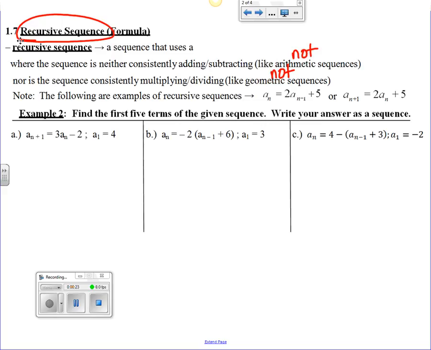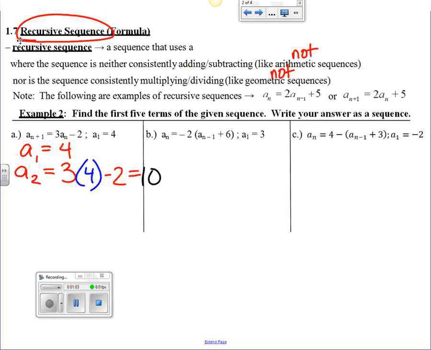They always will tell you A1 on these. So A1 is 4. To get A2, watch what you have to do. After the equals, you have 3, and then where this A sub n spot is, you just plug in the previous number. So you plug in a 4, and then you do minus 2. You can type it in your calculator, or this one's easy to do in your head. What's 3 times 4 minus 2? 10. So that's what A2 is.